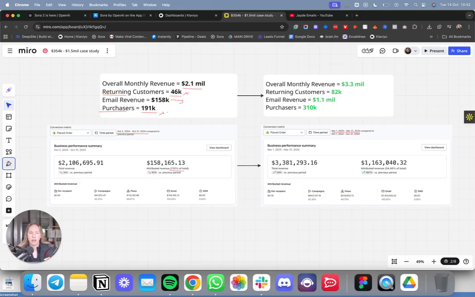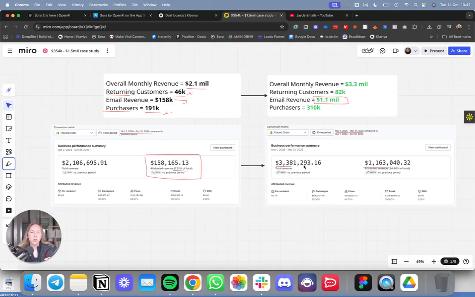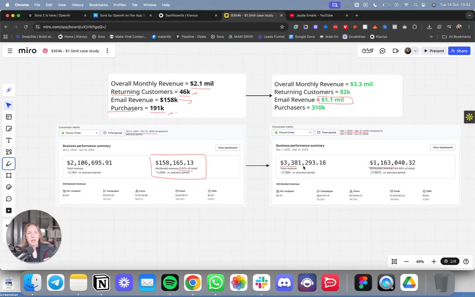So what we want to take a look at is, you can see that just from those simple fixes, we increased the revenue $1.1 million. And you can see this was in March 2025 versus October 2024, where they were only getting 158K. And now you can see that their overall revenue actually increased by $1 million exactly. So it was 3.3 and it was 2.1 previously. And so we increased by about $1 million exactly. And you can see that's exactly what the increase was to total revenue. So huge difference there, massive, massive difference. And the biggest portion of it, of course, came from email marketing.